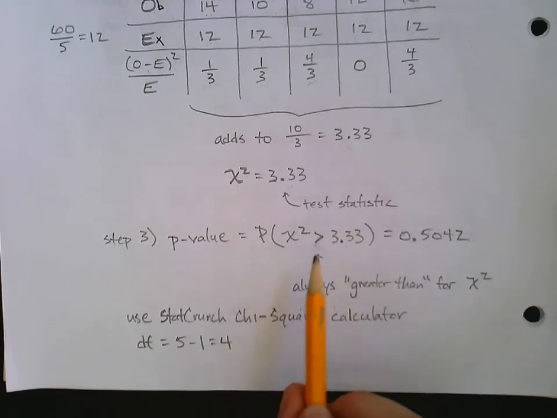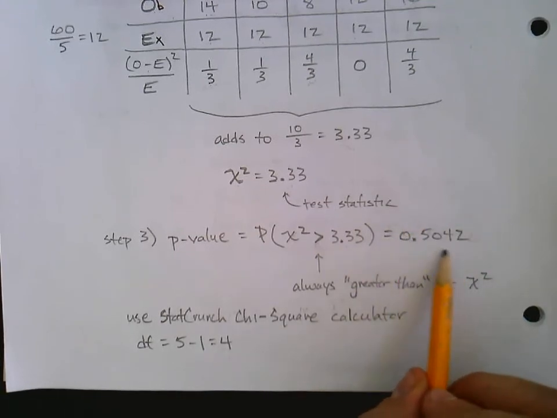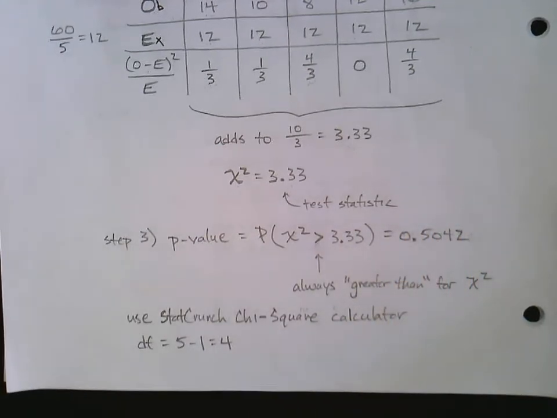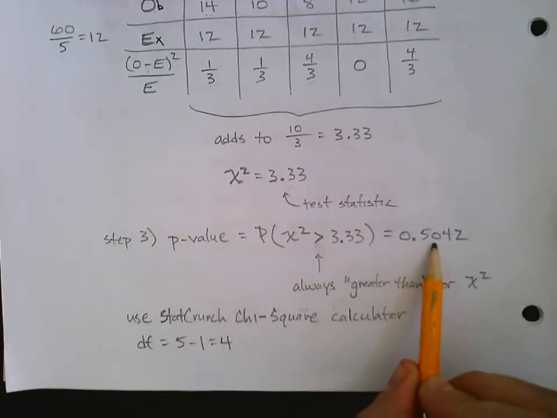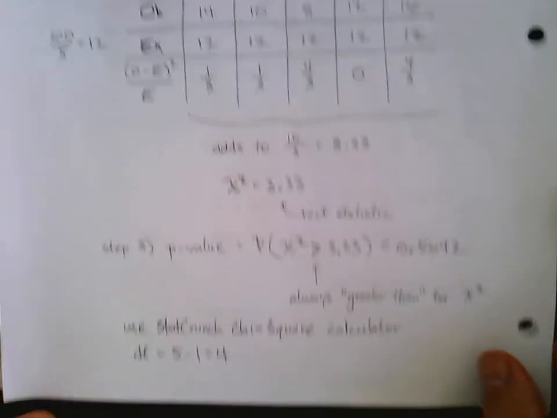You have to change that, and then greater than 3.33, and you should get a number like this. I believe I rounded mine to 4 decimal places. So that's my p-value right there, 0.5042. Hopefully you can recreate these numbers in that calculator. I'm going to go on.